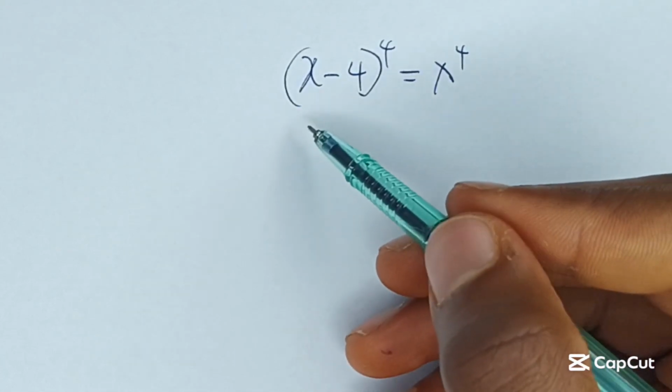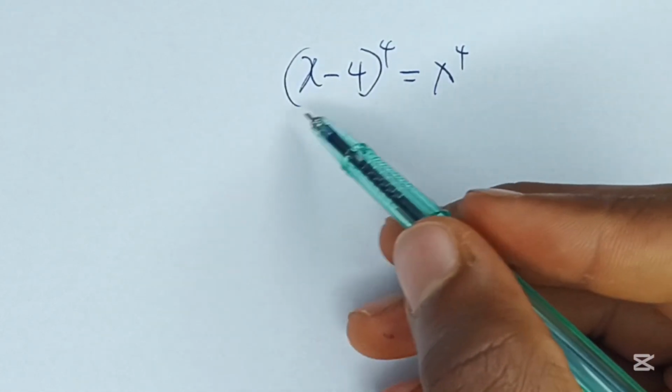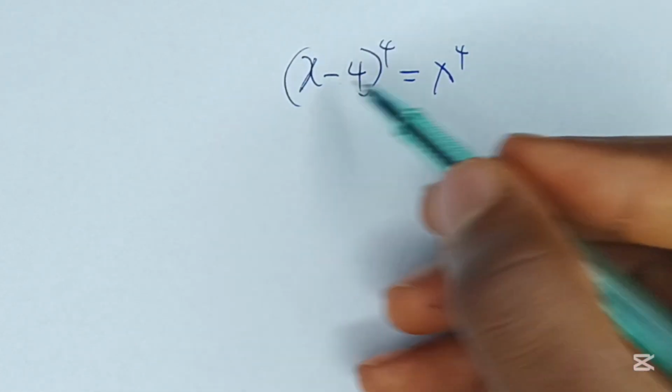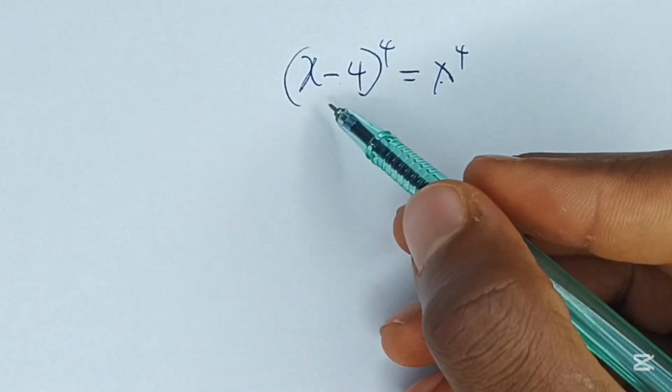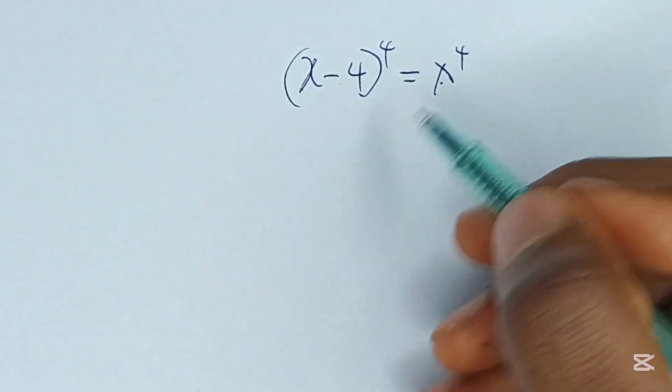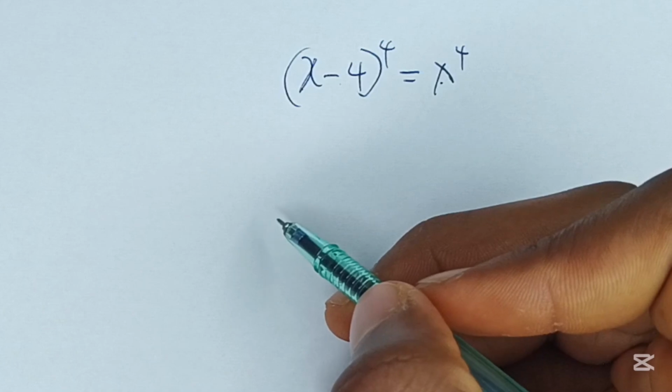Let's solve this together. Now, a lot of people will make a mistake in this question by saying that x minus 4 is equal to x, hence 0 is equal to 4, which is very wrong. But this is the correct way to solve it, alright?